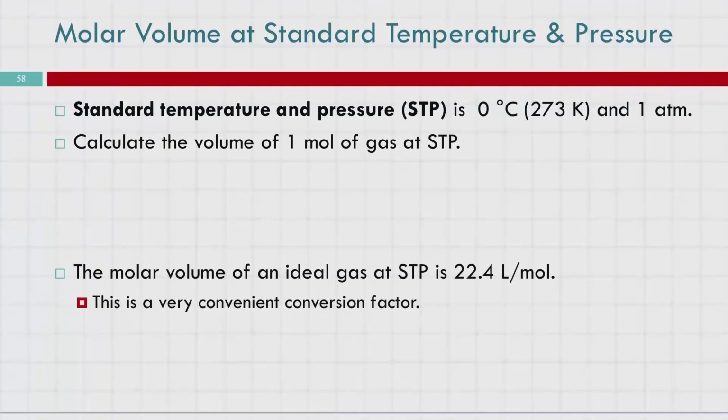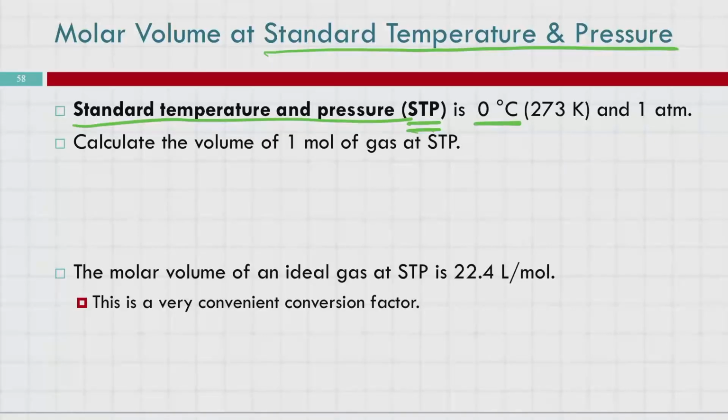All right, other stuff related to gases. There is such a thing as a molar volume at standard temperature and pressure. Standard temperature and pressure, STP, is 0 degrees Celsius, 1 atmosphere. What's special about 0 degrees Celsius?